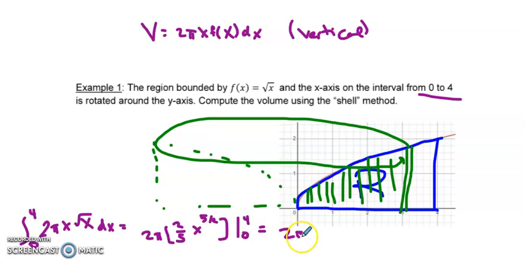So I have 2 pi times 2 over 5 times, and then 4 square rooted is 2, and 2 to the 5th is 32. So if I multiply all this out, I basically get 128 pi over 5, which is my volume by revolution.